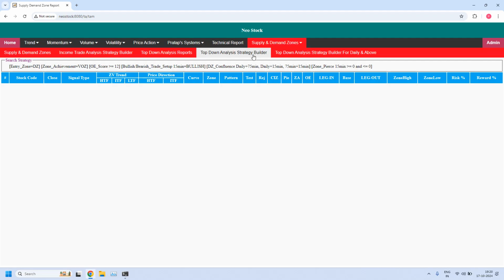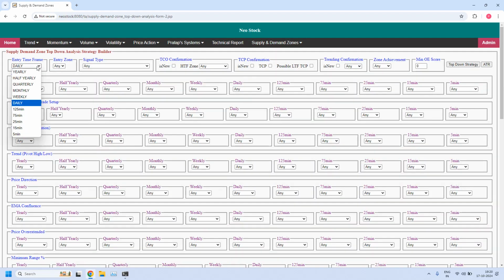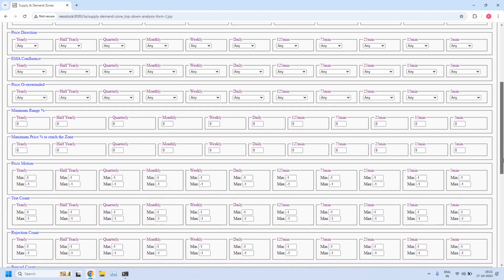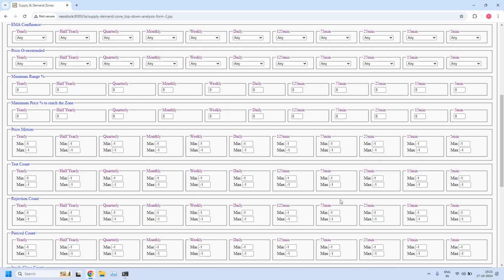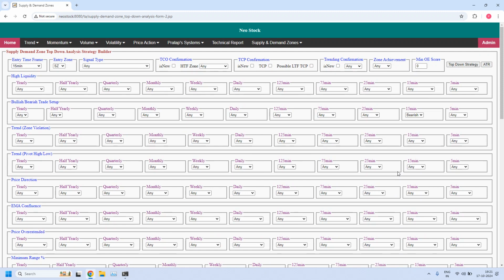Okay, now let's look for bearish trade setup for daily income trade. Entry time frame is 15 minutes. Entry zone should be supply zone. In bullish or bearish trade setup at 15 minutes, I am selecting bearish. And in the pierced count, the 15 minutes time frame, minimum value should be 0, maximum value should be 0. That means 15 minutes supply zone should not be pierced. And zone achievement VWZ, minimum odd enhancer score 12. All 3 filters are applied to 15 minute supply zone.